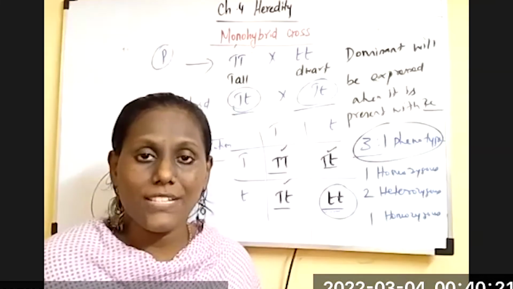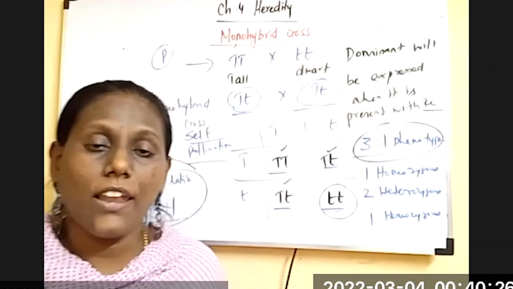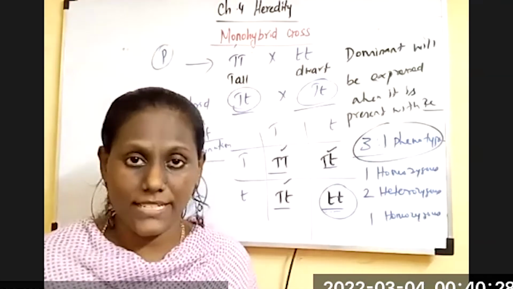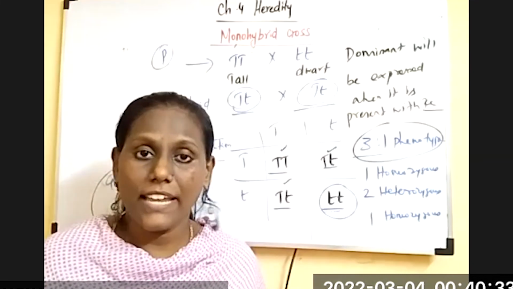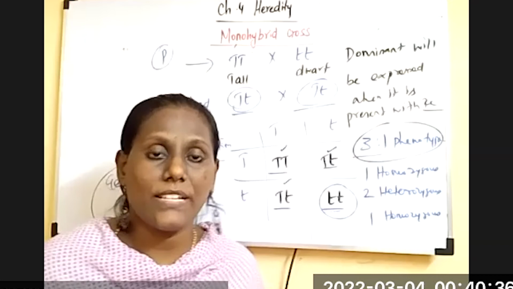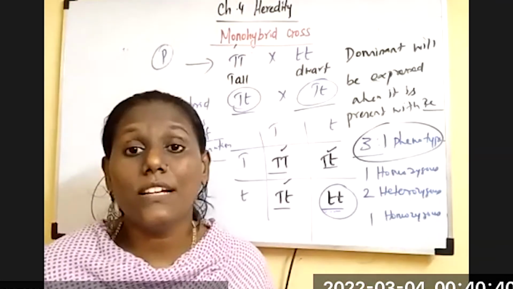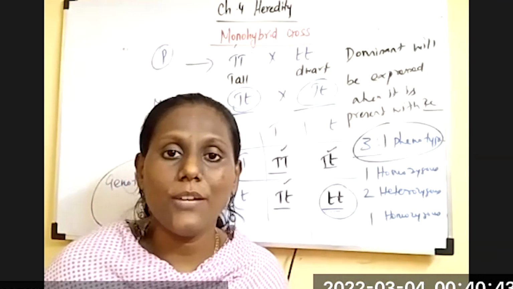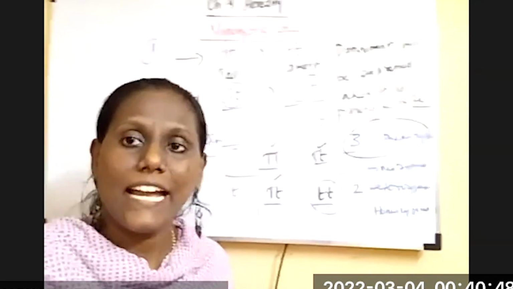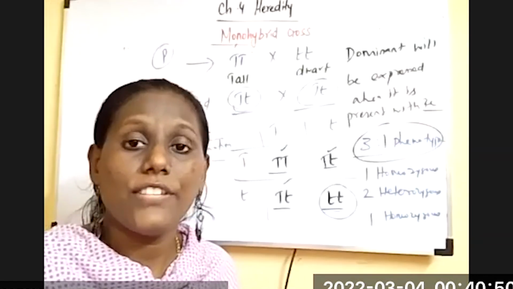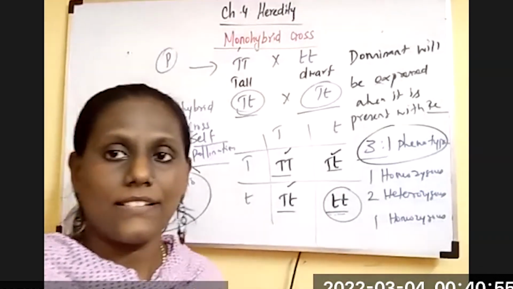So as a result of this, he has come to a conclusion that the character which is expressed in the F1 generation, when present along with the recessive, is the dominant character. The dominant character always will be expressed when it is present along with the recessive. Okay, so this is about the law of dominance and also about the monohybrid cross. So in the next class, we'll be seeing about the dihybrid cross and which laws support the dihybrid cross. That also we will be seeing in the next class.